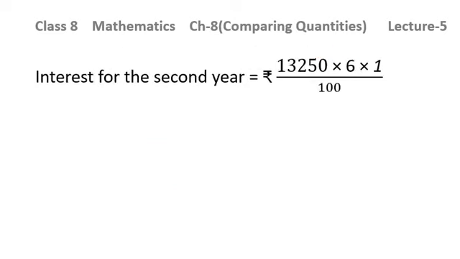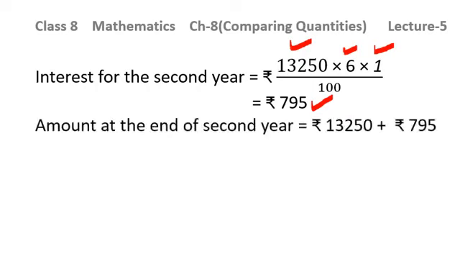Interest for the second year will be: rate will remain same, time will be 1 year because I have already calculated interest for 1 year, and here principal will be 13,250. Then you will be getting 795 rupees. This will be the interest for the second year. Now amount at the end of second year will be 13,250 plus rupees 795. It will give you 14,045.